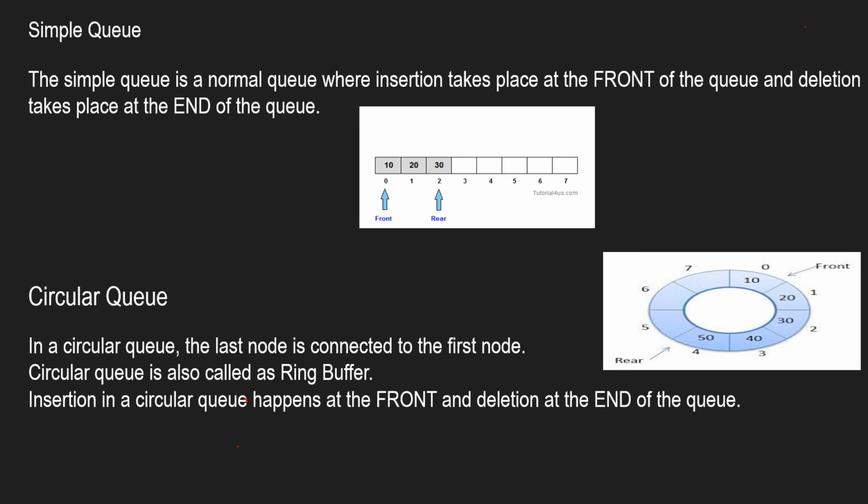The pointer of the first node points to the second node, and so on. The next is the circular queue. Unlike simple queues, in a circular queue each node is connected to the next node in sequence, but the last node is also connected to the first node, making a circular link.